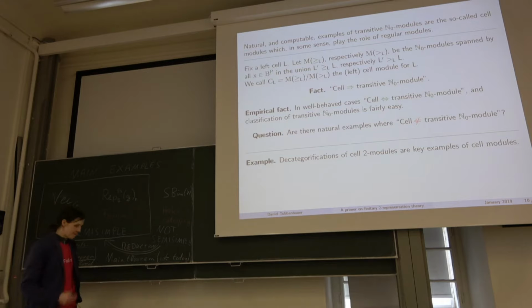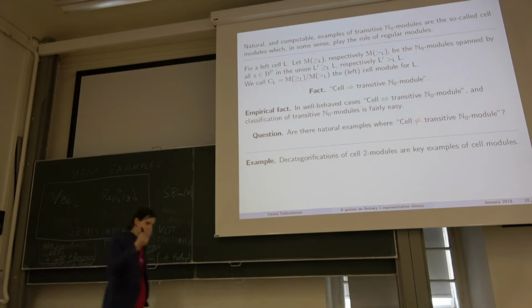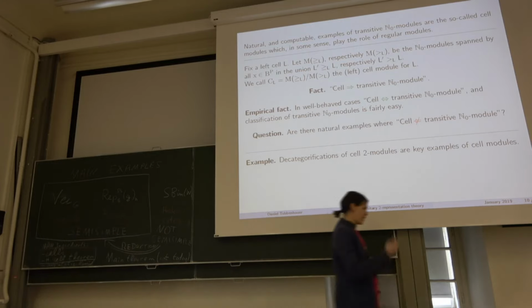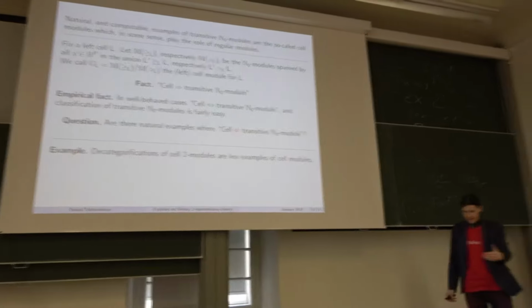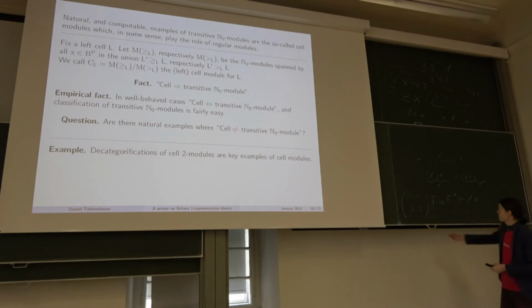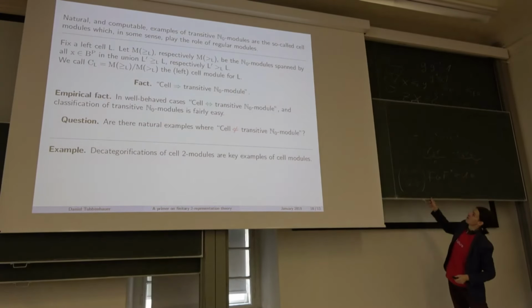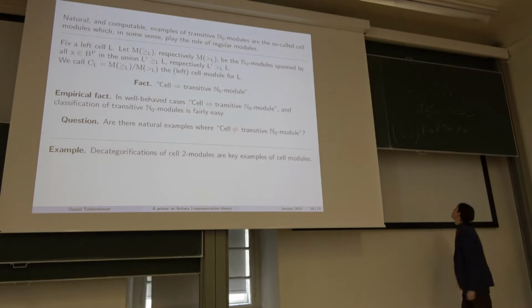Good. So there's one class of modules which I want to promote here, which are called the cell modules. You should think about them as being induced modules. For each, let's say, left cell, right cell, whatever you want, you have an associated cell module by just taking all the elements, right? I've defined my order upstairs. Oh, this one is gone.